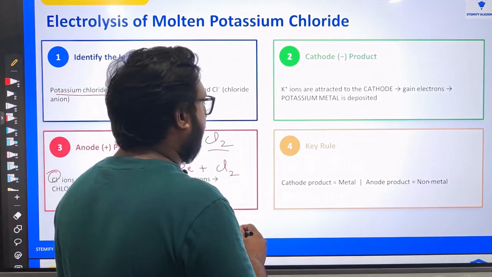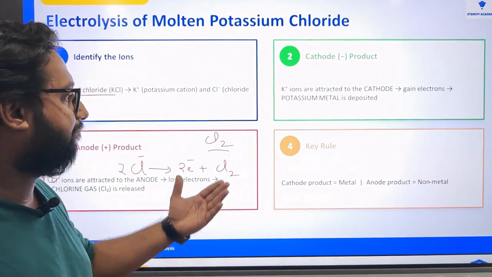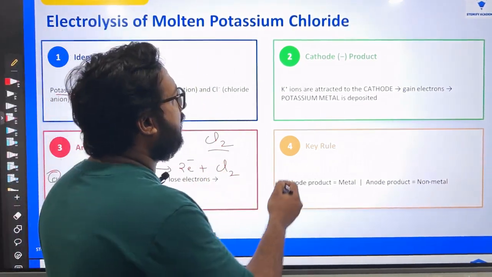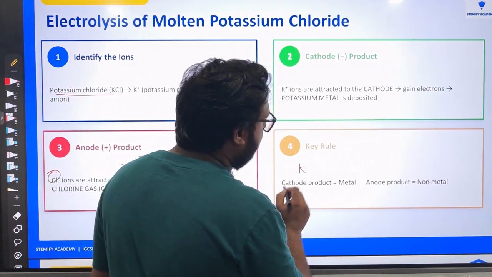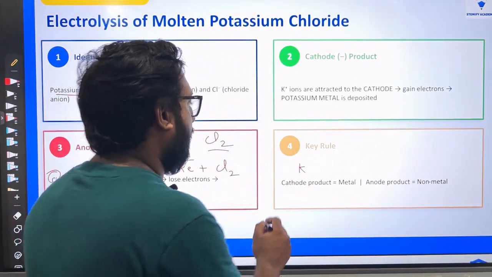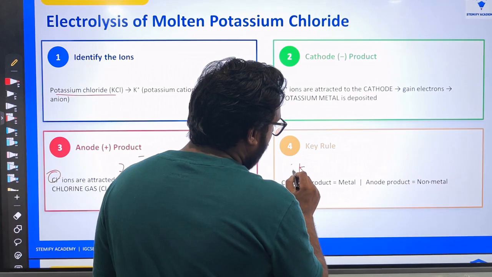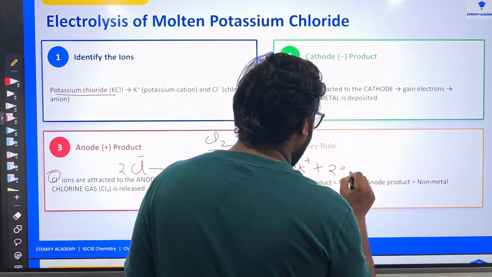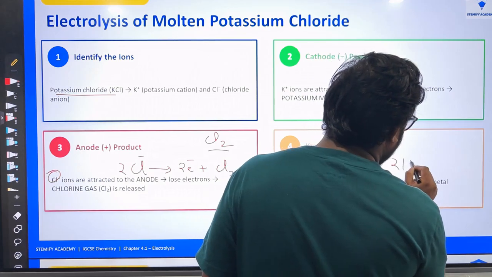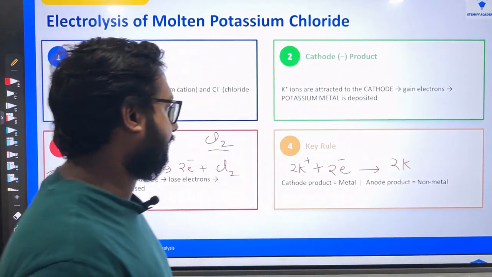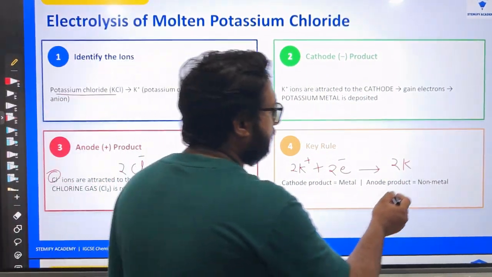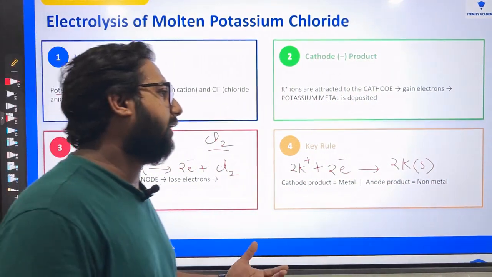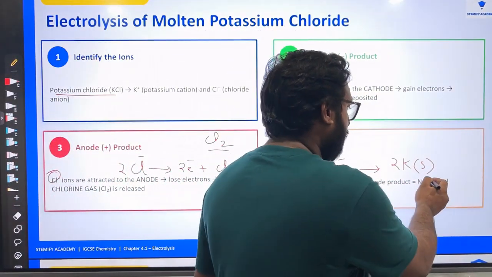Now, if I write down the ionic half equation for potassium ions, that becomes 2K+ plus 2 electrons gives 2K, so 2 potassium atoms in solid state.